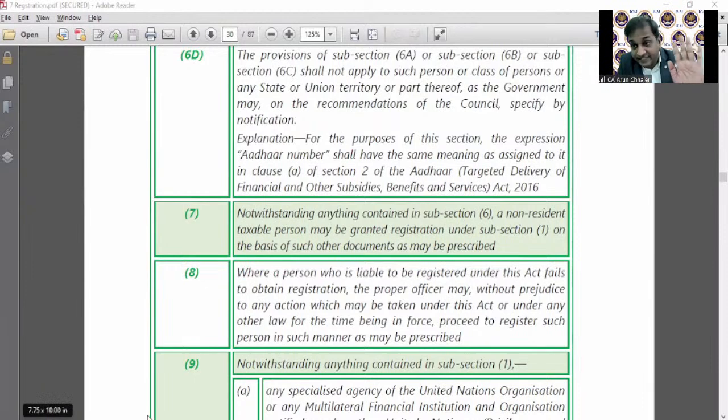In 25(6), I have skipped 6A, B, C, D because it is related to the Aadhaar card, Aadhaar number. We'll explain it in a combined manner.